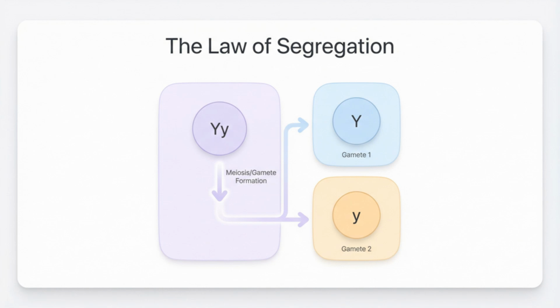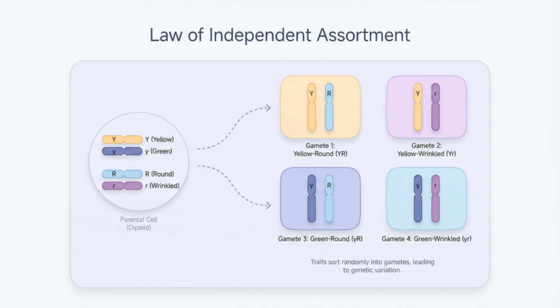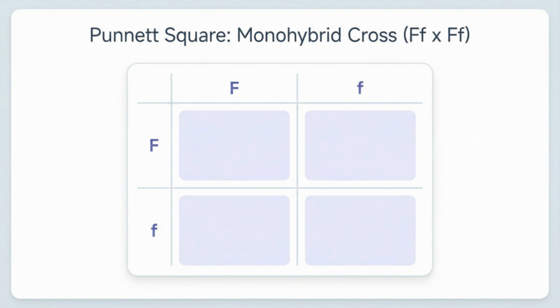Mendel summarized his findings in laws. The law of segregation states that the 2 alleles for a trait separate during meiosis. They don't stick together. Each parent passes only 1 allele to their offspring. Then there is the law of independent assortment. This says that genes for different traits, like seed color versus seed shape, sort independently. Being yellow doesn't force a seed to be round. It's a random mix. To predict these outcomes, we use a Punnett square.